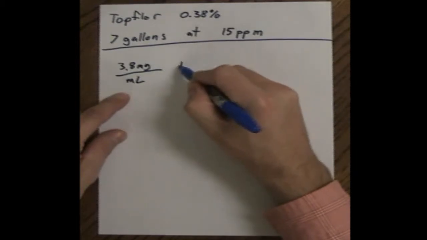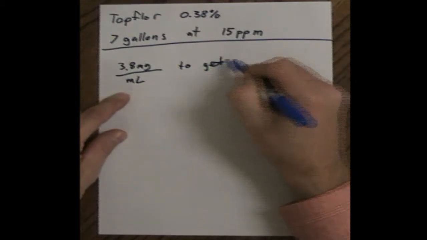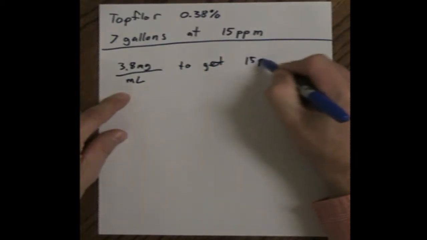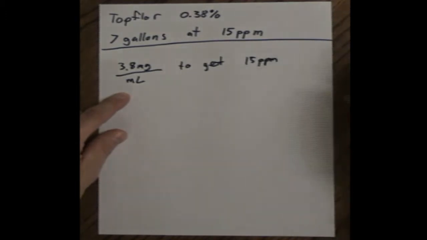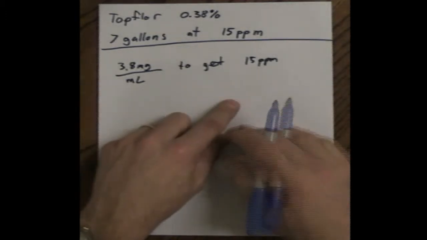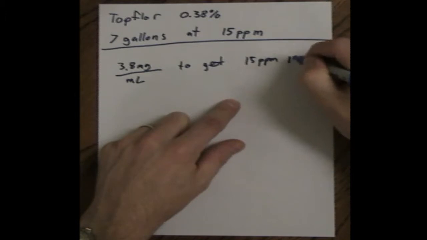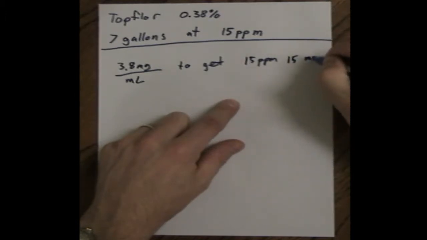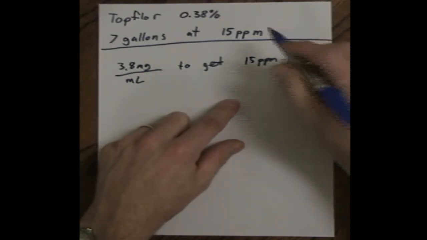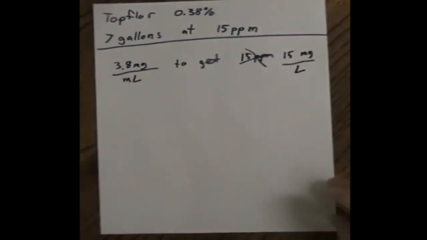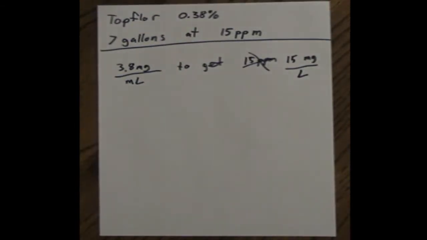And we want to use that to get 15 parts per million. And 15 parts per million is the same as 15 milligrams per liter. So we need to use a solution that's concentrated at 3.8 milligrams per milliliter to get a solution of 15 milligrams per liter, or 15 parts per million.